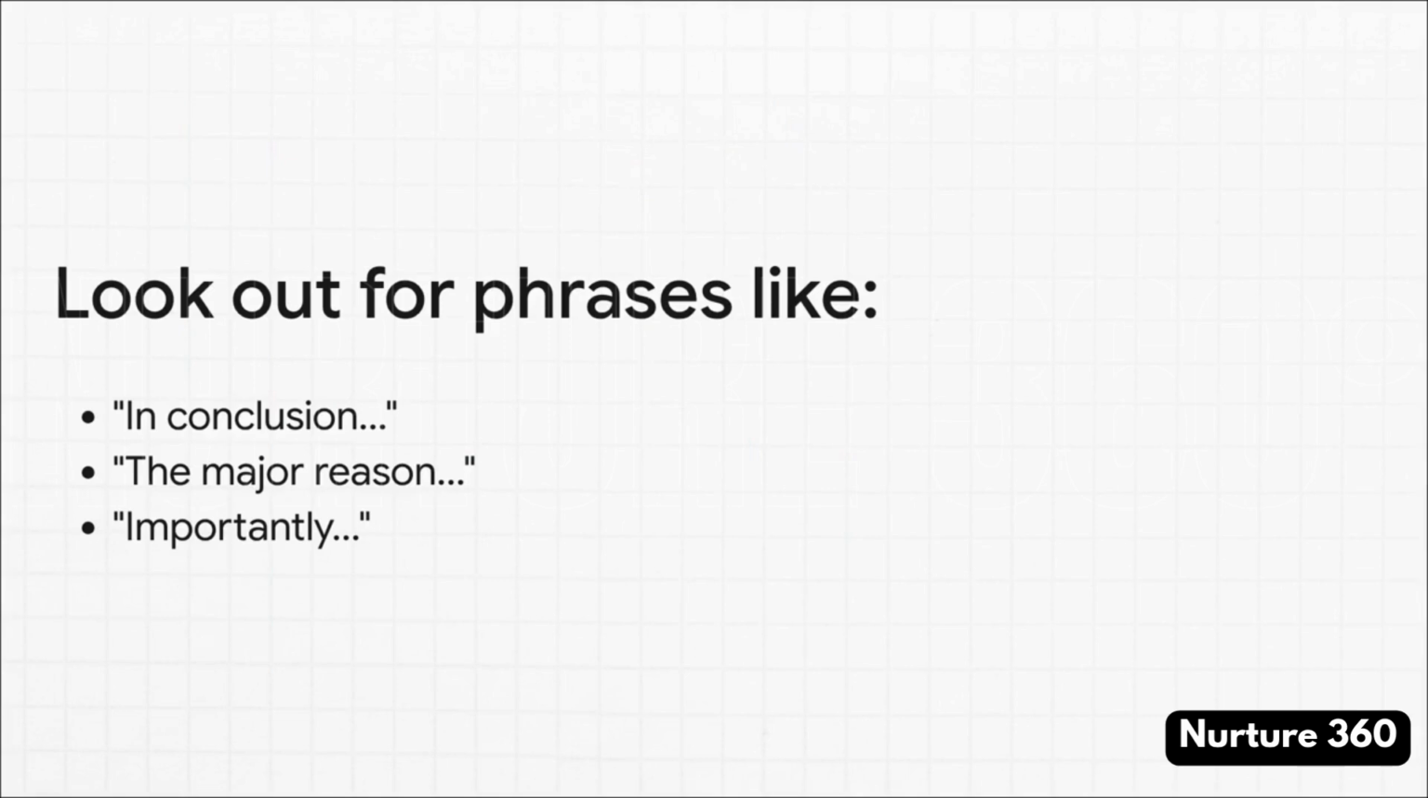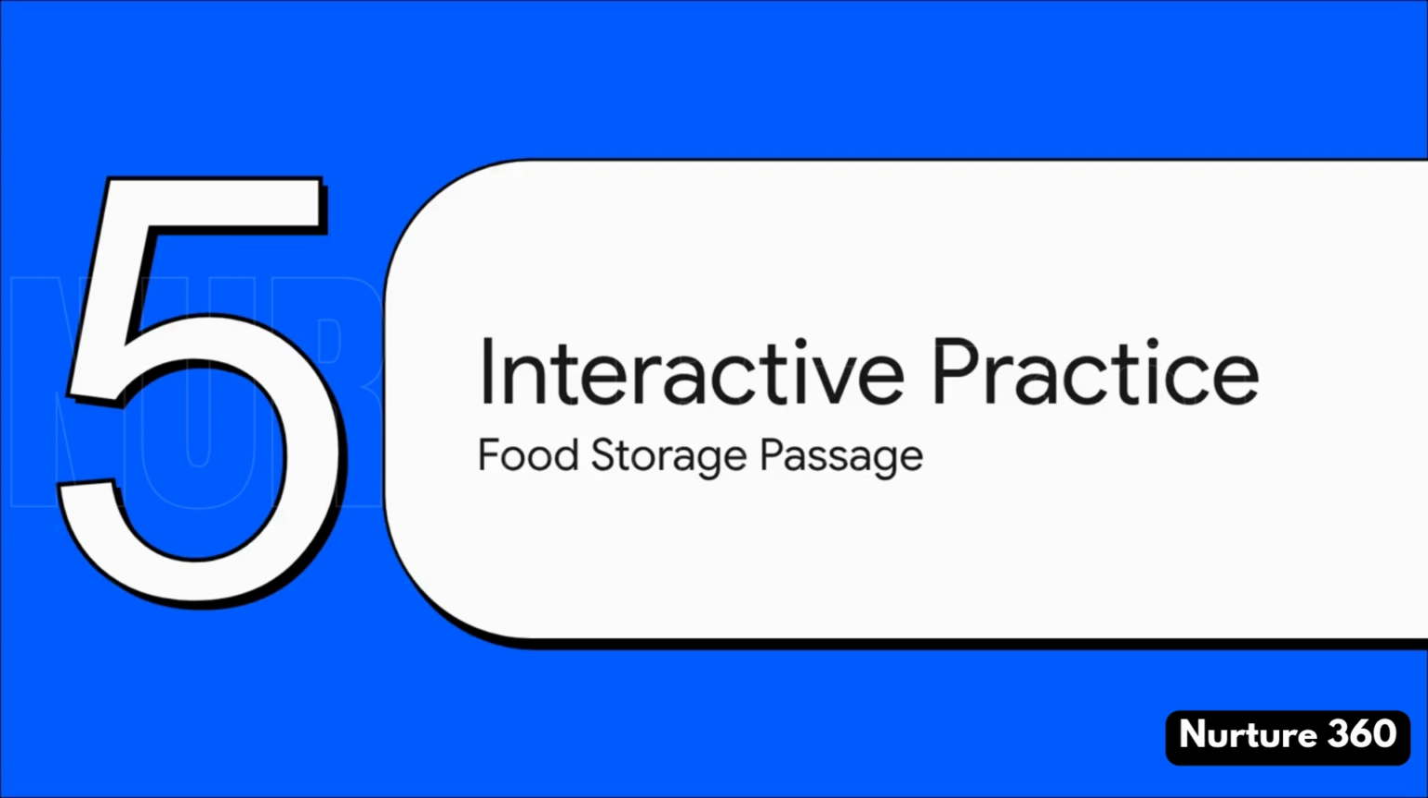So, what do these signposts actually look like? Well, they're phrases like, in conclusion, or the major reason is, or just one word, like importantly. When you see one of these, your summary senses should start tingling. The writer is basically handing you a key point on a platter. All right, that's enough talk. We've learned the 3 keys, and now it is time to put your new superpower to the test. Let's see if you can become a summary champion, right here, right now.